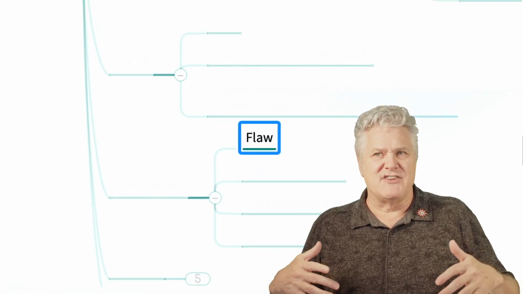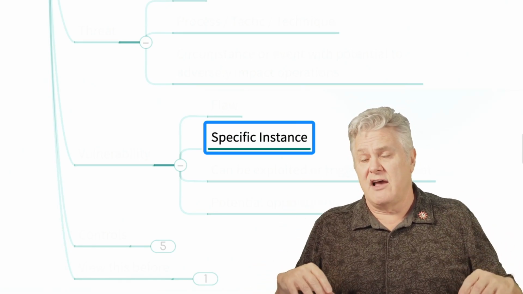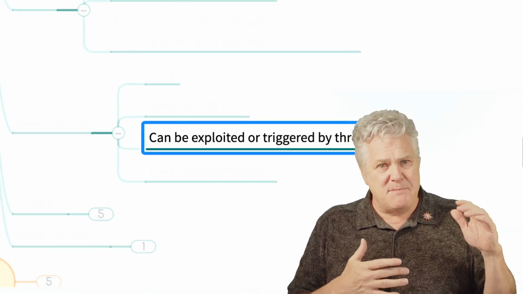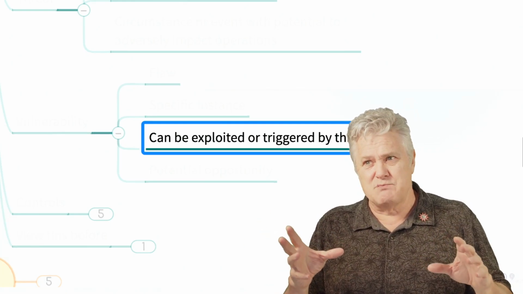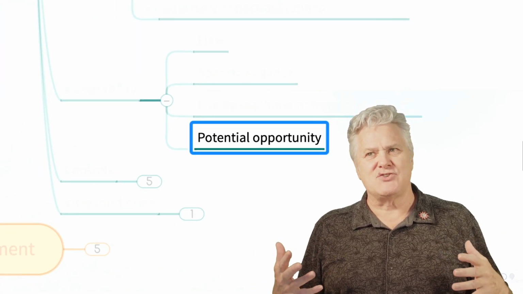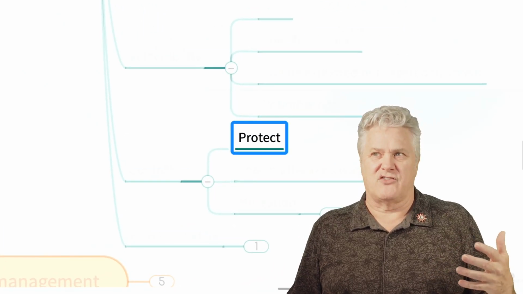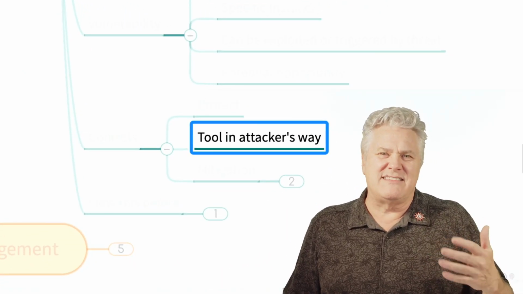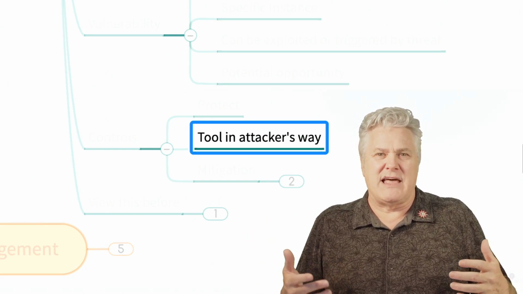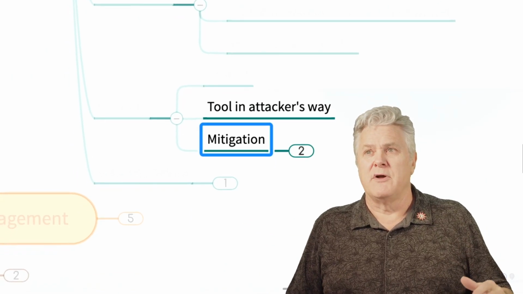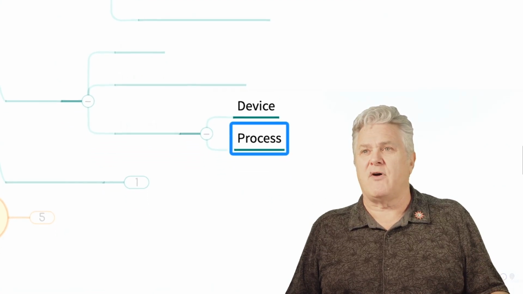Now, the vulnerability itself is the flaw. That's the specific instance. That's the target that the threat is going toward. It can be exploited or triggered by a threat. Can be, isn't at this moment in time. This is a potential opportunity. Then we have the controls, and that's the thing that protects us as we're going along. That's the tool that's in the attacker's way. That's that shield between the target and the archer that would deflect that arrow in some way, shape, or form. We call that mitigation, and that could be a device or it could be a process.